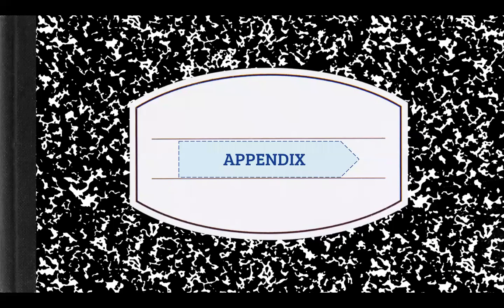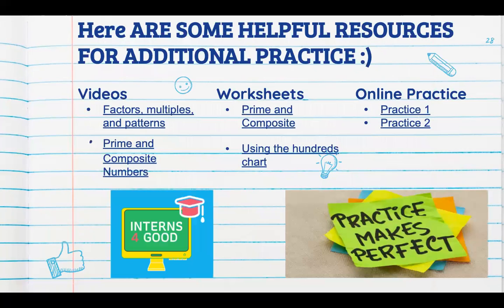So now that we're at the end of the lesson, we're going to move on to the appendix. These are some helpful videos, worksheets, and practices. This is a video on factors, multiples, and patterns, and this is another review on prime and composite numbers. This worksheet is just a normal prime and composite worksheet, and this one will make you use the hundreds chart. These are two online practices that are really helpful, so I really recommend doing most of these practice assignments. And remember, practice makes perfect, so remember to practice.